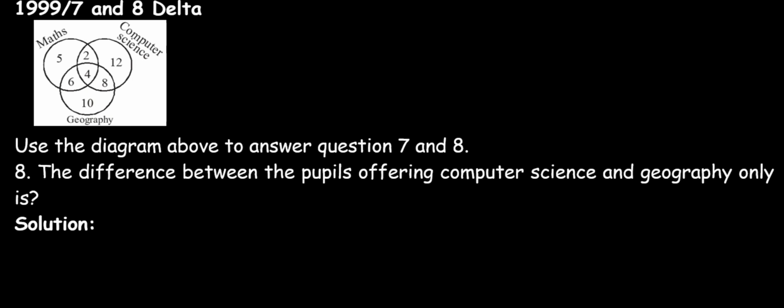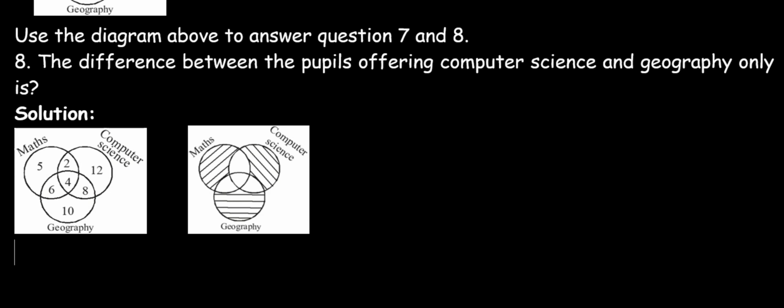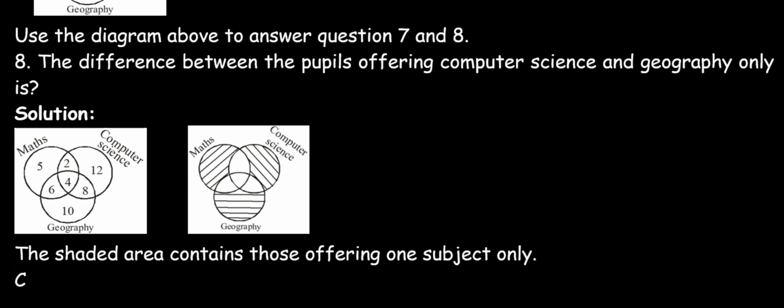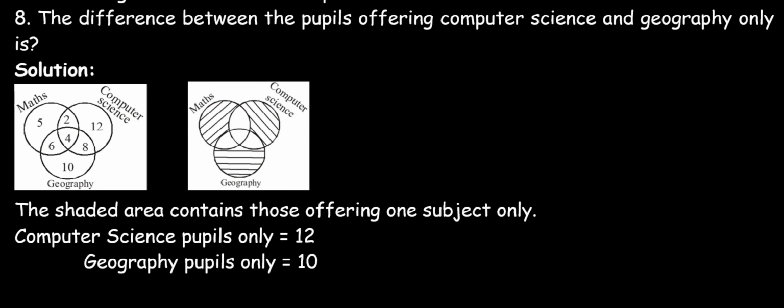Next, question 8. The difference between pupils offering computer science and geography only is: solution. We give you a pictorial diagram of those offering the various subjects only. We illustrate the Venn diagram to show those that offer one subject only with the shaded regions. Thus, we say that the shaded area contains those offering one subject only. Computer science pupils only is equal to 12. Geography pupils only is equal to 10. Their difference is equal to 12 minus 10, which is equal to 2.